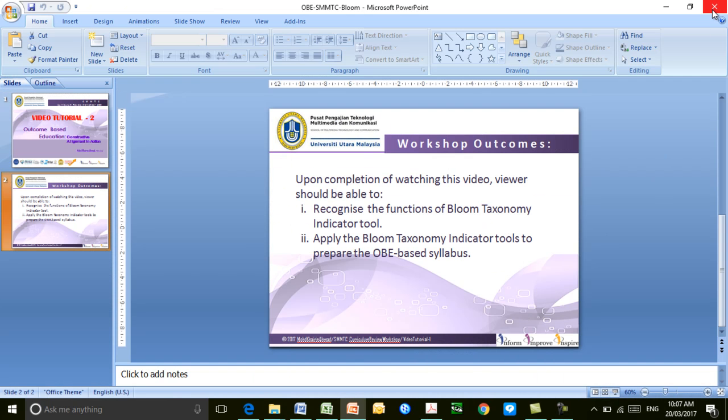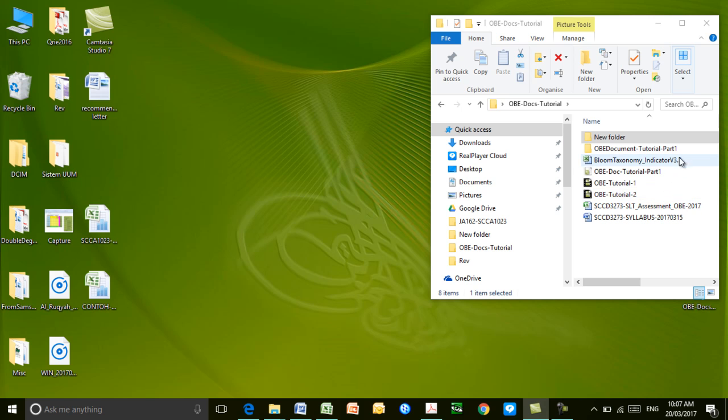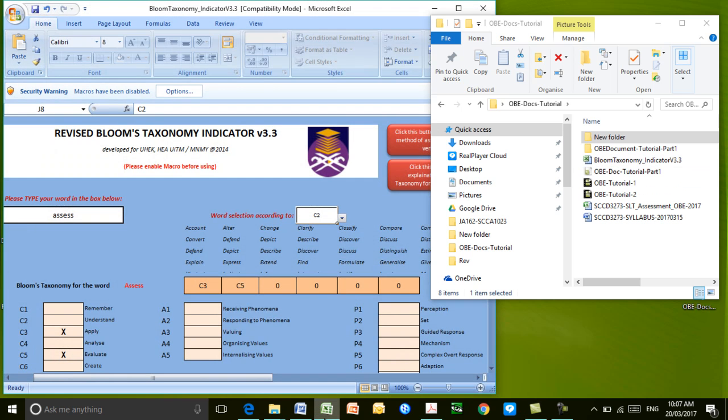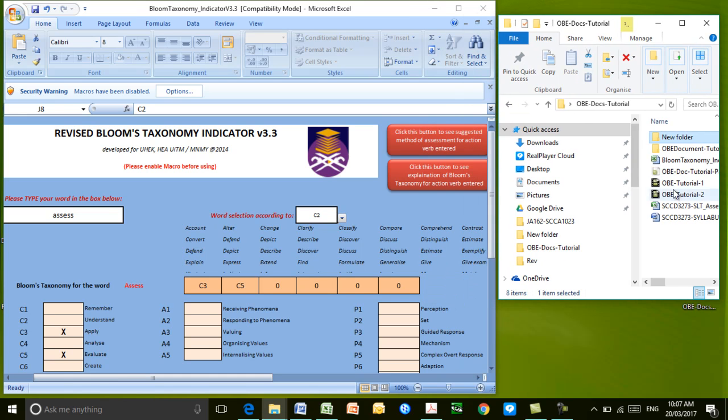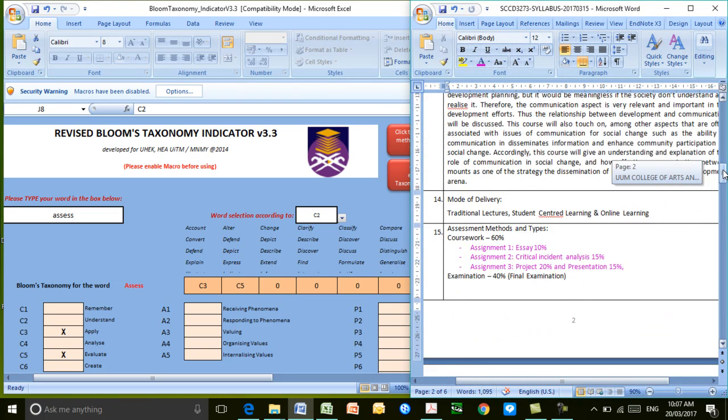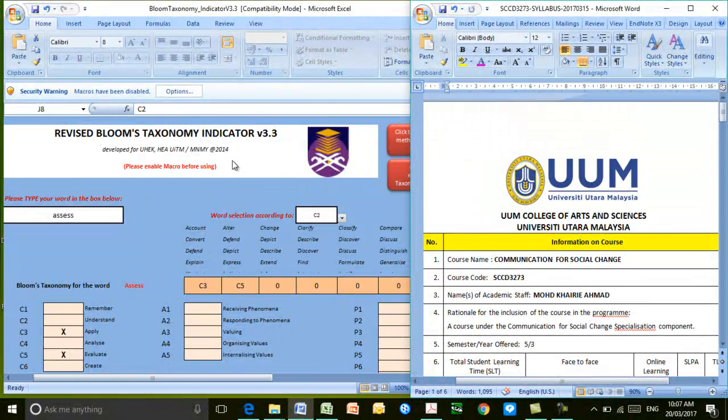So basically what you need in this part is, first, the Bloom taxonomy indicators, and the second thing that you need to have is the syllabus. For this Bloom taxonomy indicator version 3.3, I think that I have explained very lengthily in my first video. In this second video, I'm going to show you exactly how we're going to use it.